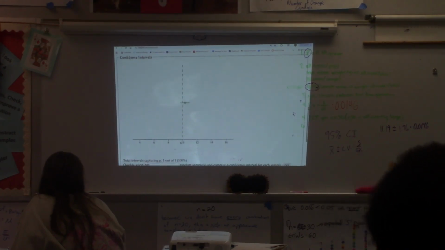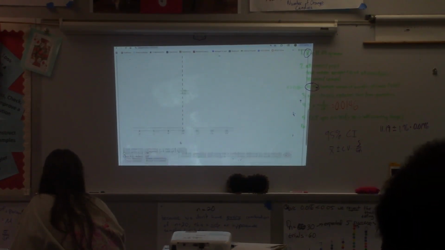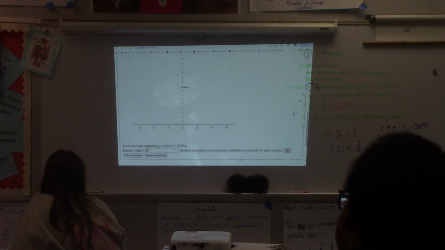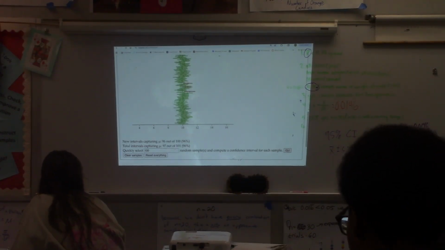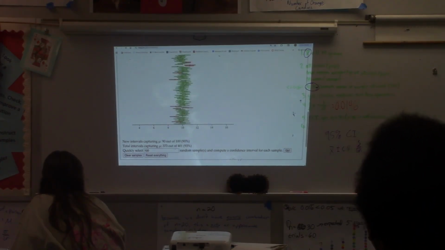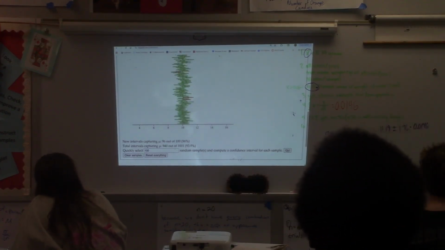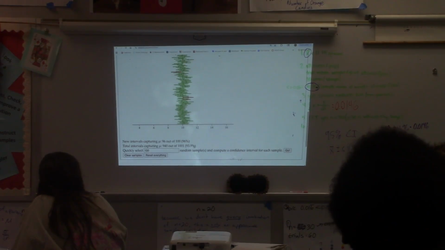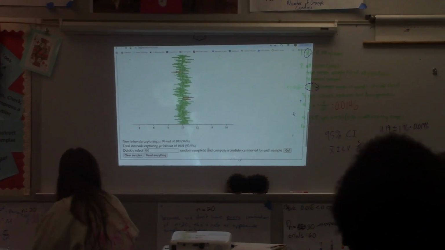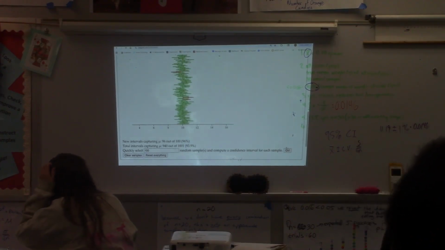Did I capture the parameter that time? Yeah. Alright, now let's do 100. That time I captured 96 times, sweet. That time only 93. Does anyone see a problem with our intervals? Yeah, what's my capture rate right now? 94%.